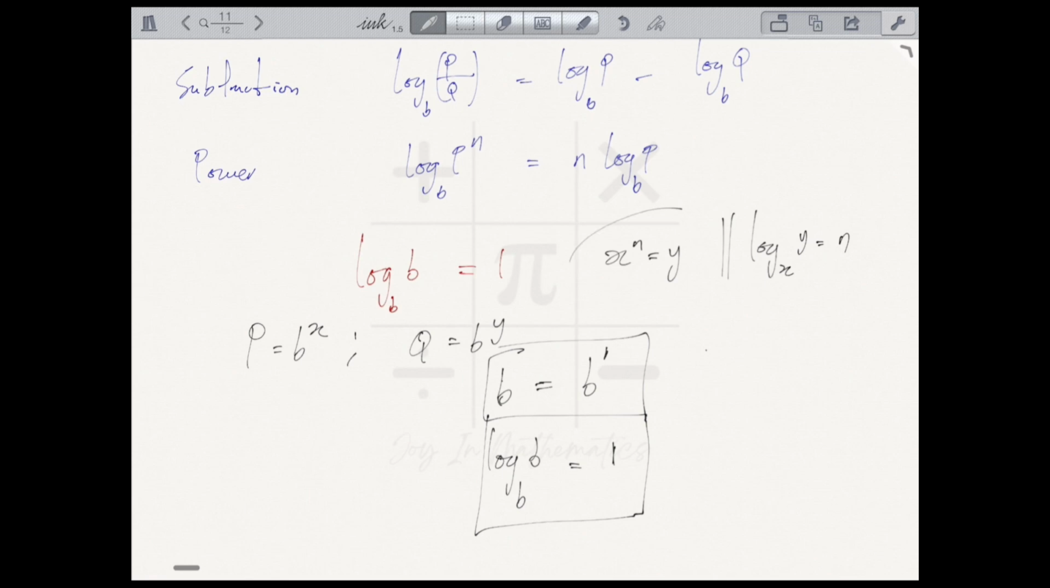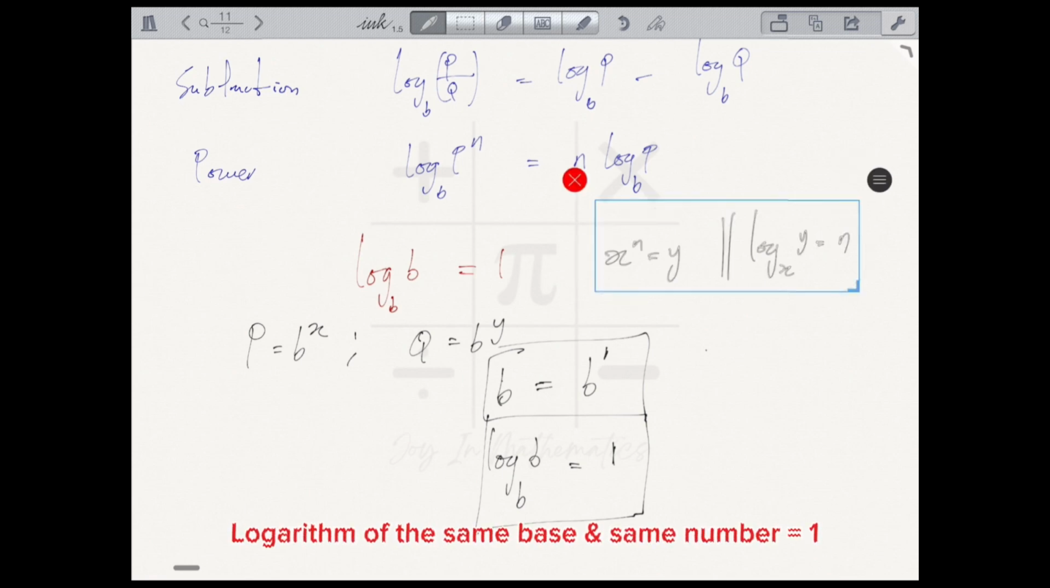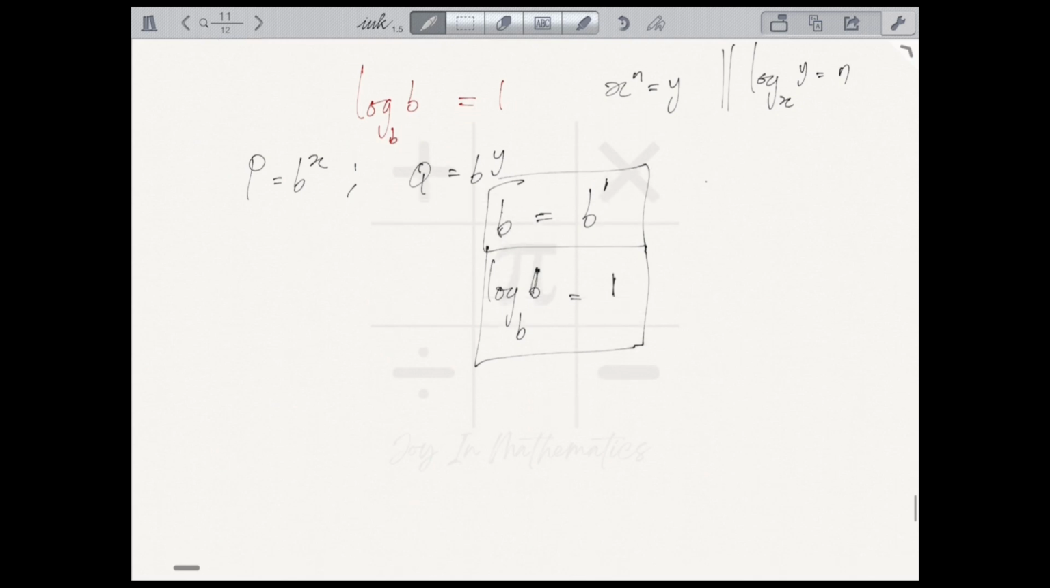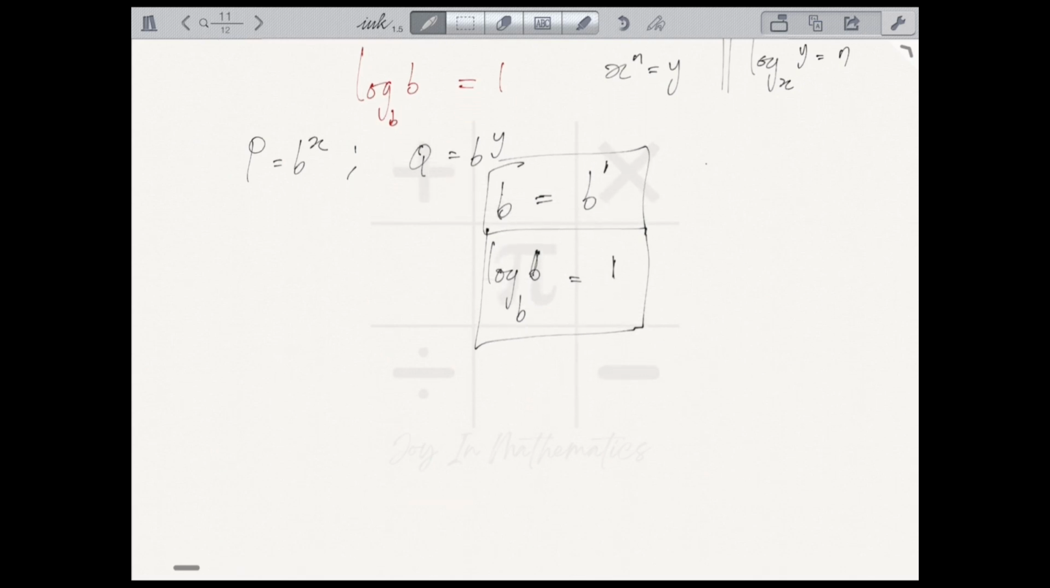So everything is dependent on conversion from index form to logarithm form. So when we have the same base and the same number, it is equal to 1. So let's take quick examples on that. So this is the first additional law: same base, same number will be equal to 1. So let's take an example.